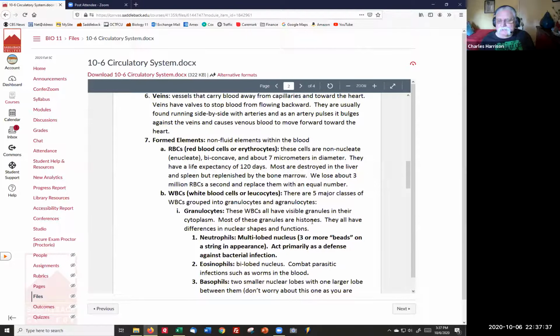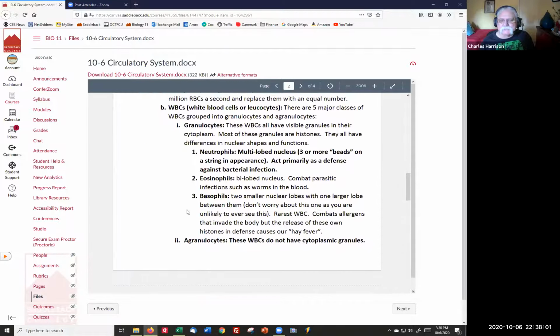Most of these granules that you see inside of these white blood cells are histones, and they're released. Somebody with hay fever unfortunately feels it. They're meant to help you, they're meant to protect you. But at the same time, it can be good for you, but you don't have to like it.